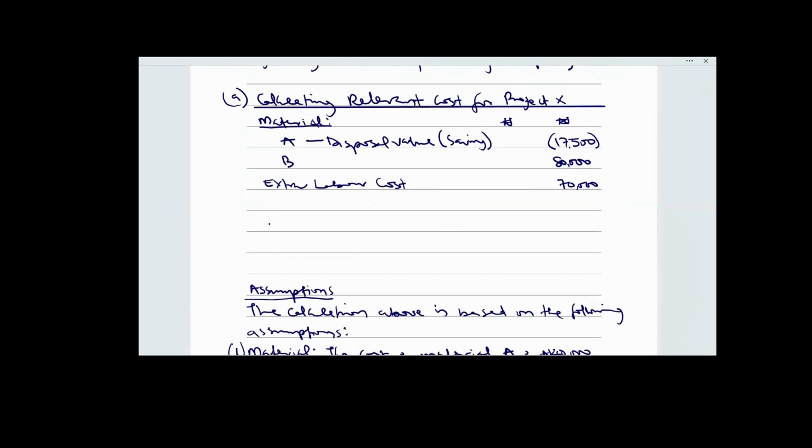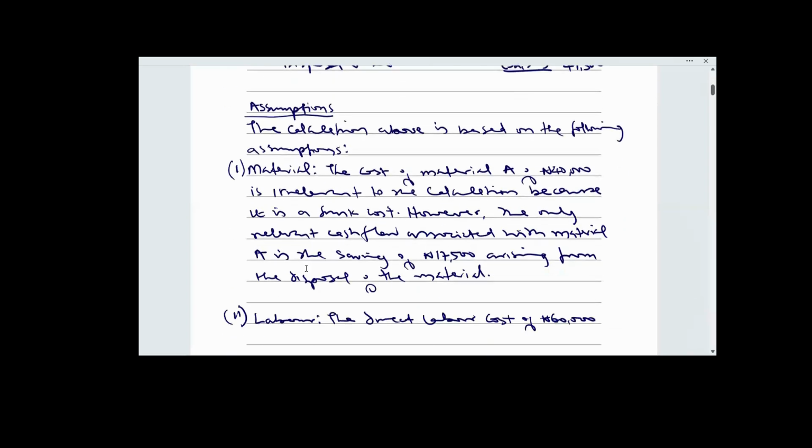So let's go there. Machinery. Under the machinery, we have purchase price of 100,000. We have disposal value of 52,500. The difference of 47,500 will be part of the project cost. So let's go and state our assumption.